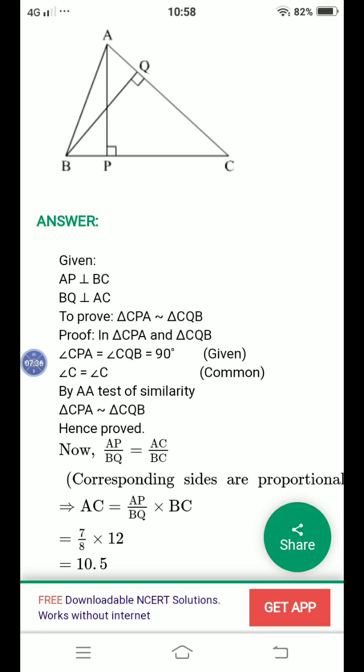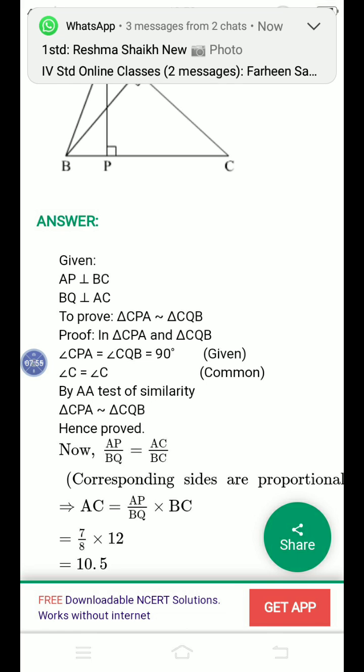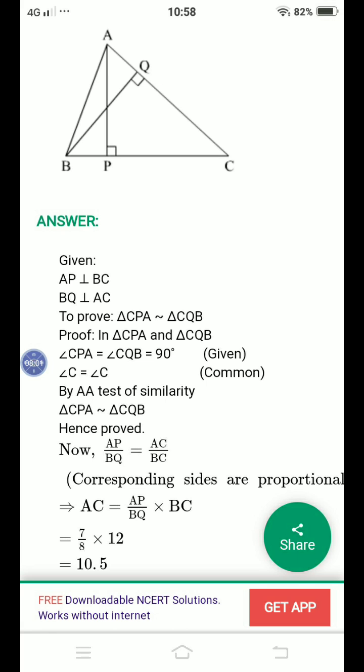Now what are the given things here? Given things are segment AP is perpendicular to segment BC, segment BQ is perpendicular to segment AC. We have to prove triangle CPA similar to triangle CQB. Now we will start with our proof. We have to write in triangle CPA and triangle CQB, angle CPA is equal to angle CQB, that is 90 degrees here. Angle C is common in both. And since the two angles are congruent here, triangle CPA is similar to triangle CQB by AA test.